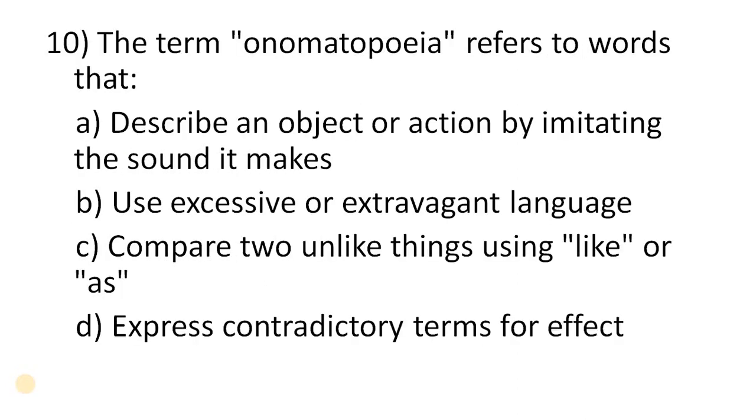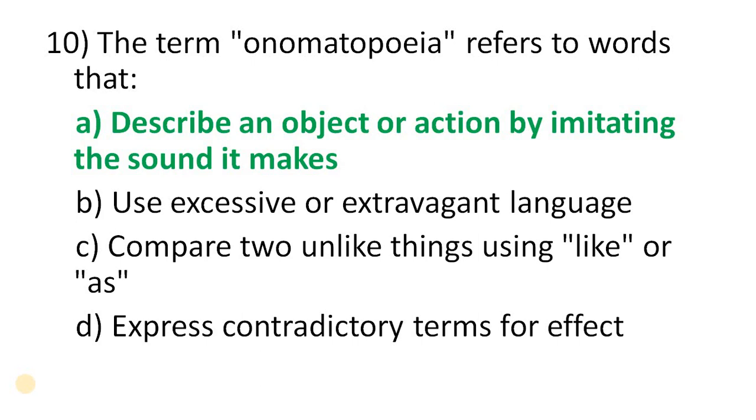Next, the term onomatopoeia refers to words that A. describe an object or action by imitating the sound it makes. B. use excessive or extravagant language. C. compare two unlike things using like or as. D. express contradictory terms for effect. And the correct answer will be option A, describe an object or action by imitating the sound it makes.